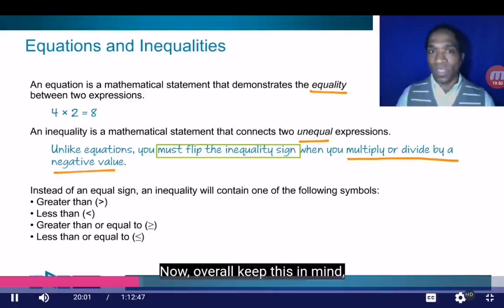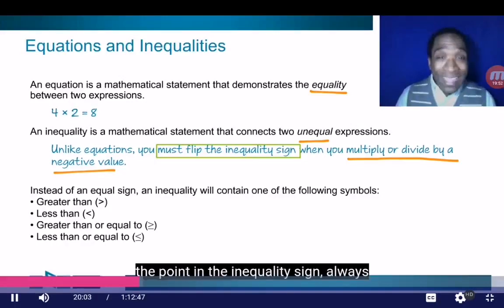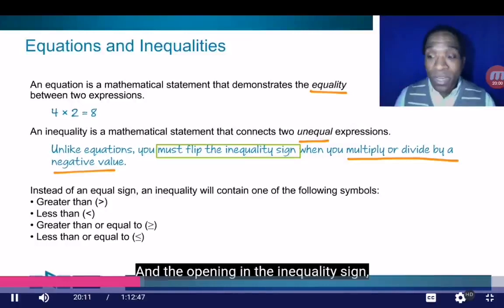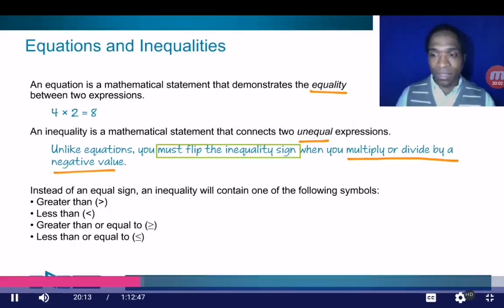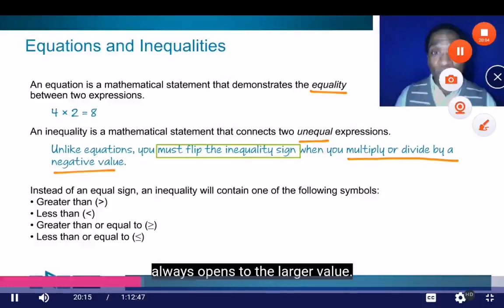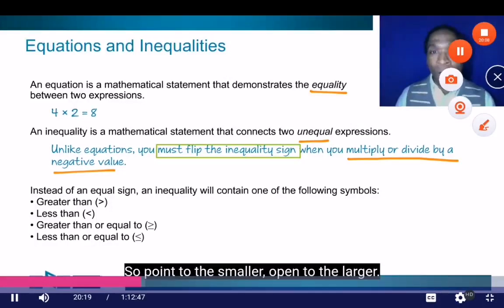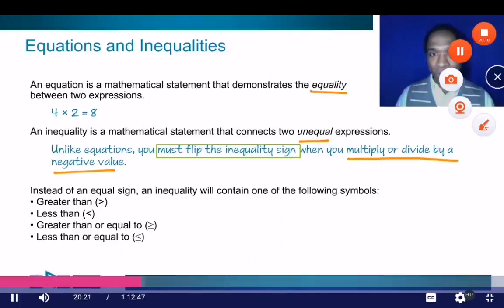Now, overall, keep this in mind. The point in the inequality sign always points to the smaller value. And the opening in the inequality sign always opens to the larger value. So point to the smaller, open to the larger.